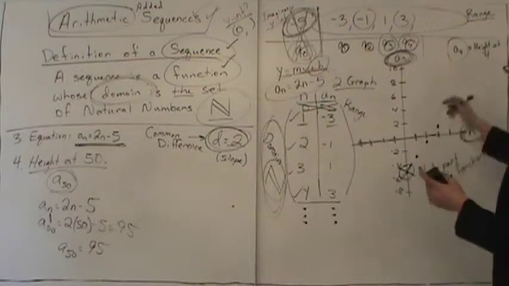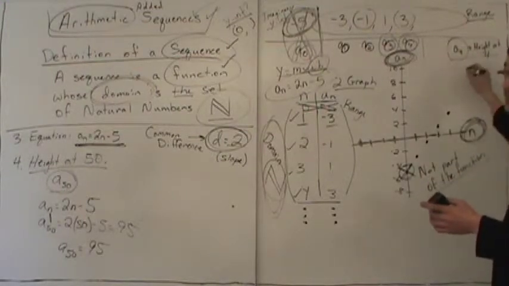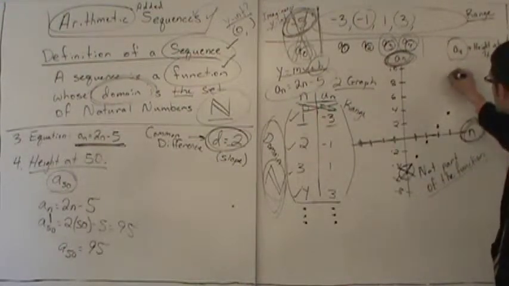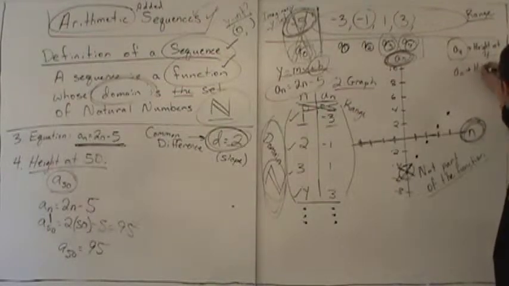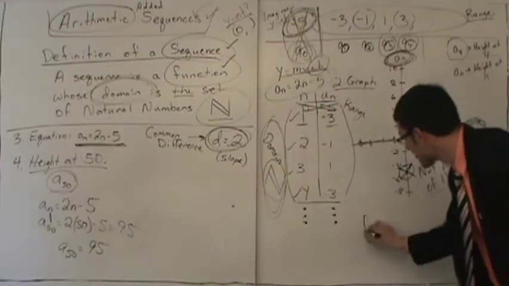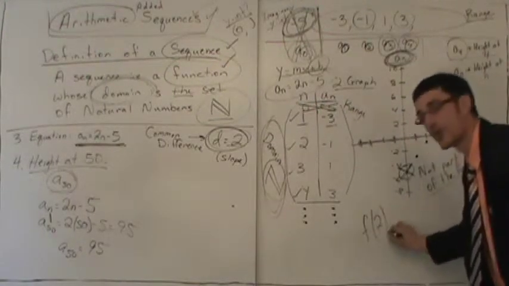Okay, so if we say a sub 4 is height at 4, soon we're going to be going back and using that f of x notation that I talked about. So a sub n is what? Height at n. What if I wrote f of 2?